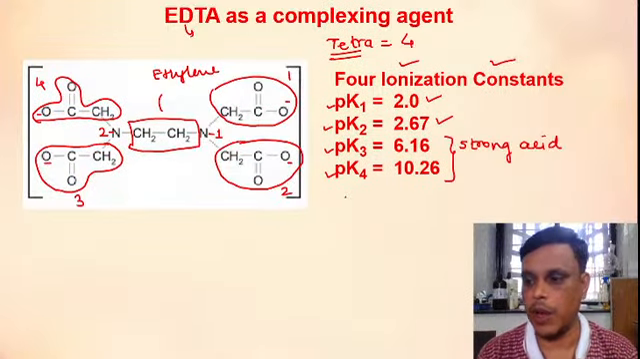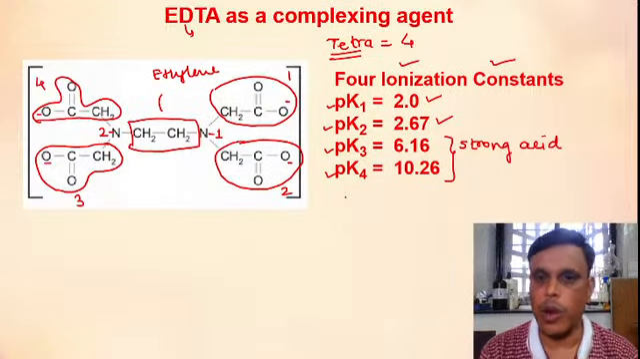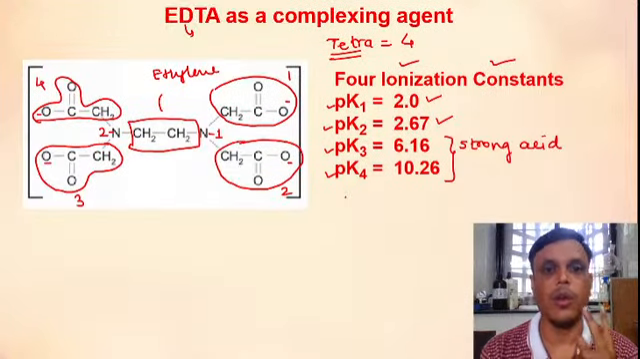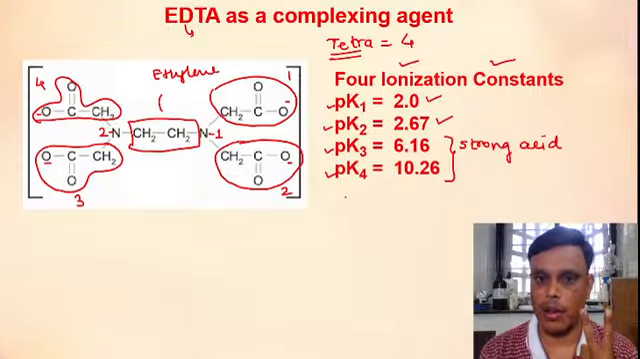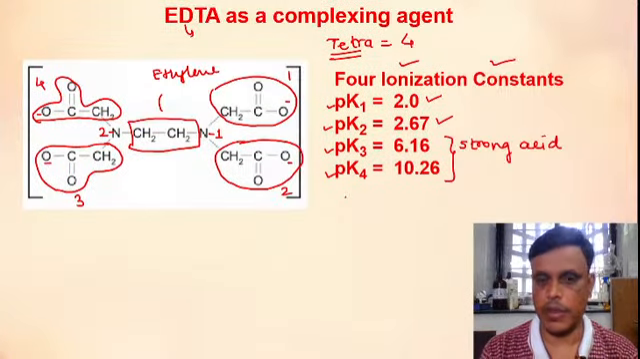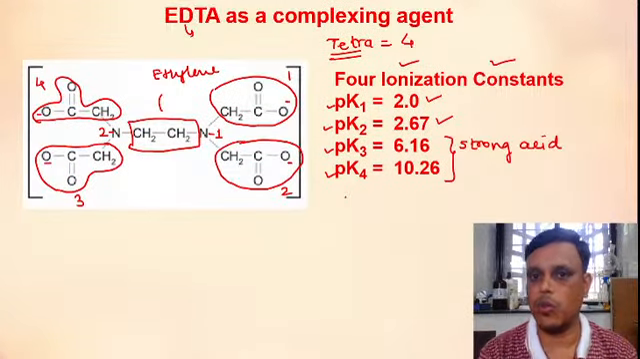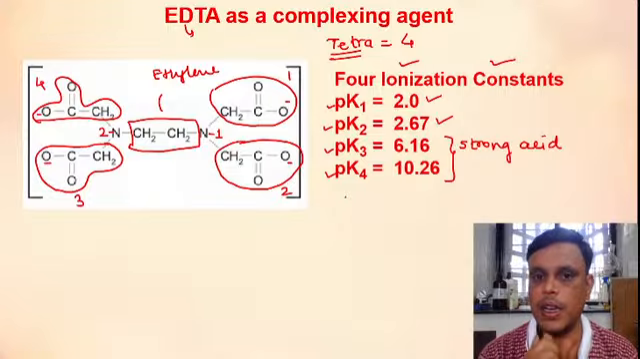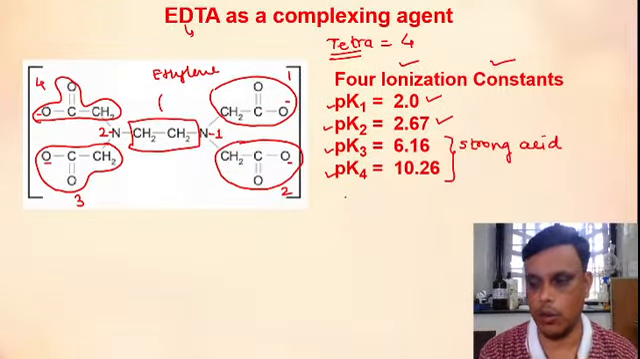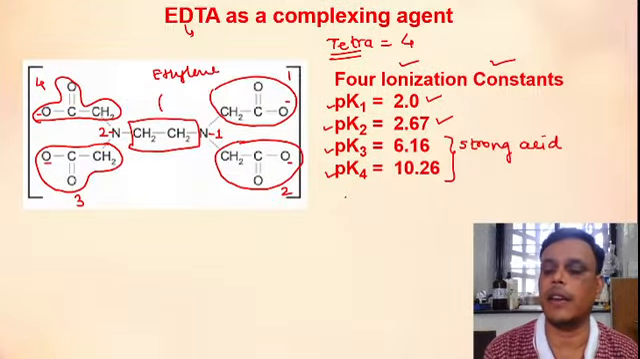Based on this pKa value, we can say that out of these four acetic acid groups, two can act as a strong acid, while two can act as a weak acid. Understood why there are four ionization constants? Why are there four pKa values? Because there are four acetate groups present in the EDTA molecule.